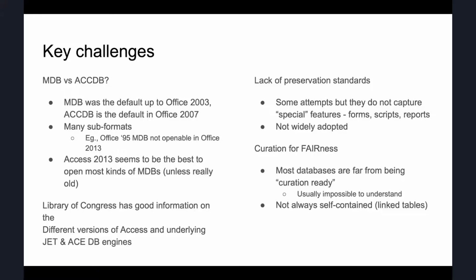Issues around FAIRness: a lot of the databases we saw when we were developing the primer weren't really what I would call curation ready, in that they weren't documented, they weren't really described or items named in a way that could be understood. And sometimes they even contained linked tables, which means the data lived in a separate location, not within the database itself, which made it harder to curate. Next slide.